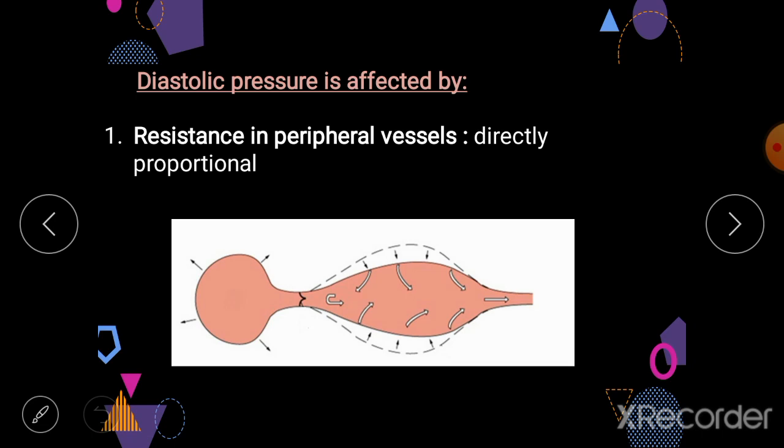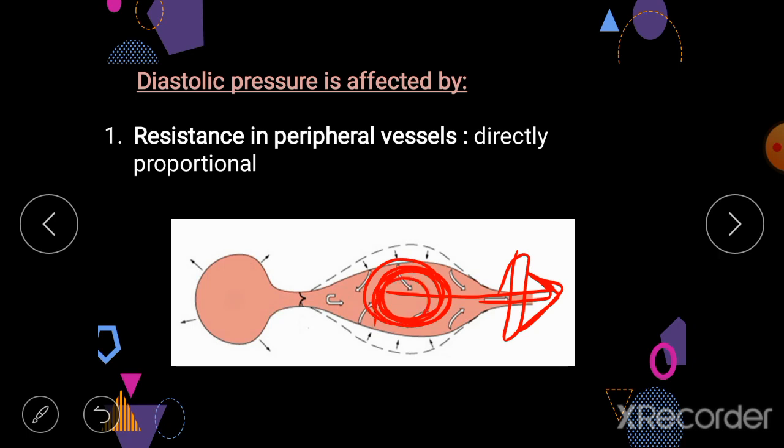It is directly proportional to the resistance of peripheral arterioles. The greater the resistance, the greater will be the diastolic blood pressure, because blood cannot move to the peripheral arteries due to greater resistance. It accumulates within the aorta during diastole and increases the diastolic blood pressure.